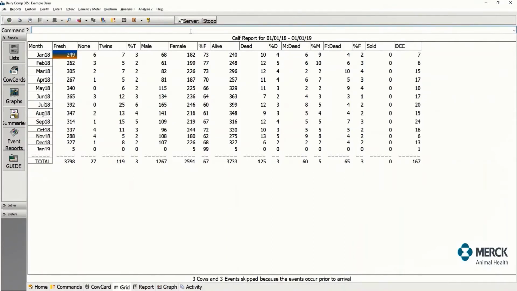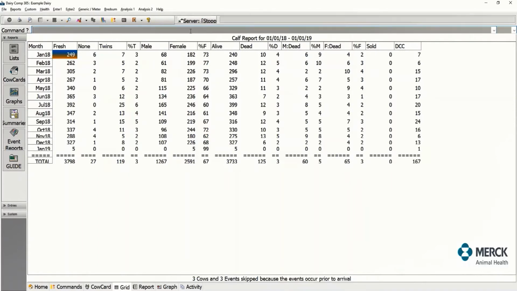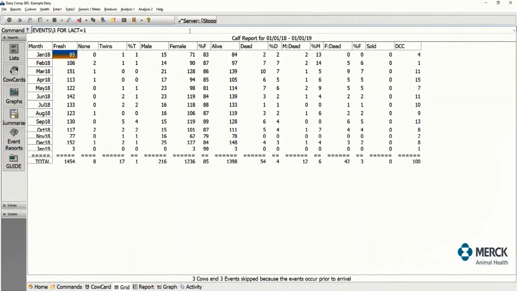Another way for you to dig a little bit deeper into the calf table and look at stillbirth in a herd is looking at different lactations. So if you go back to the command line and put events \3 for lactation equals 1, and press enter, this command is going to look at stillbirth in animals that are in first lactation. The percentage of stillbirth here for the year of 2018 for this herd was 4%, so fairly acceptable.